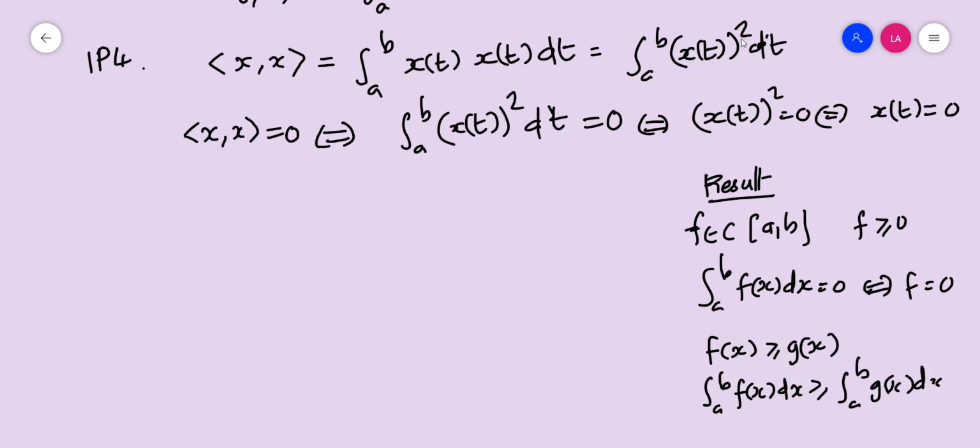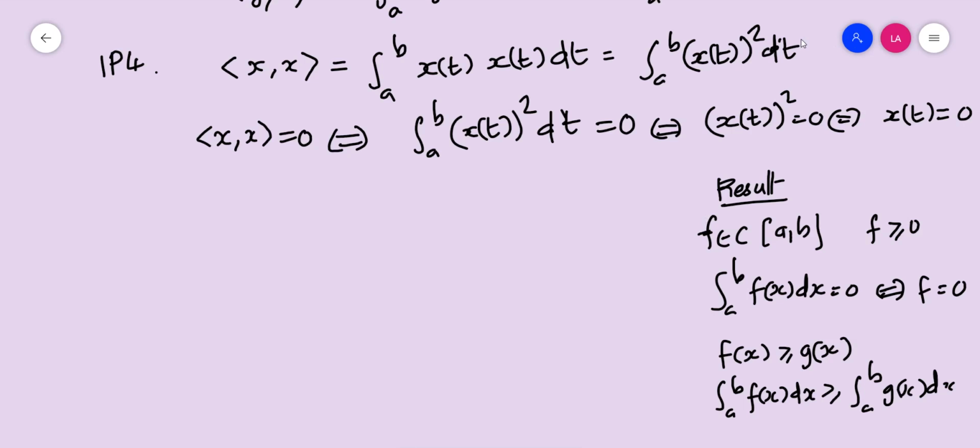So the integral from a to b of x(t) squared is greater than or equal to the integral from a to b of 0. The integral from a to b of 0 is actually 0. So this is greater than or equal to 0. Because if you substitute x(t) squared as f(x) and g(x) as 0, so x(t) squared is greater than or equal to 0, then we can proceed like this. So clearly this satisfies all the properties. So L2[a,b], the vector space, along with our inner product, forms an inner product space.